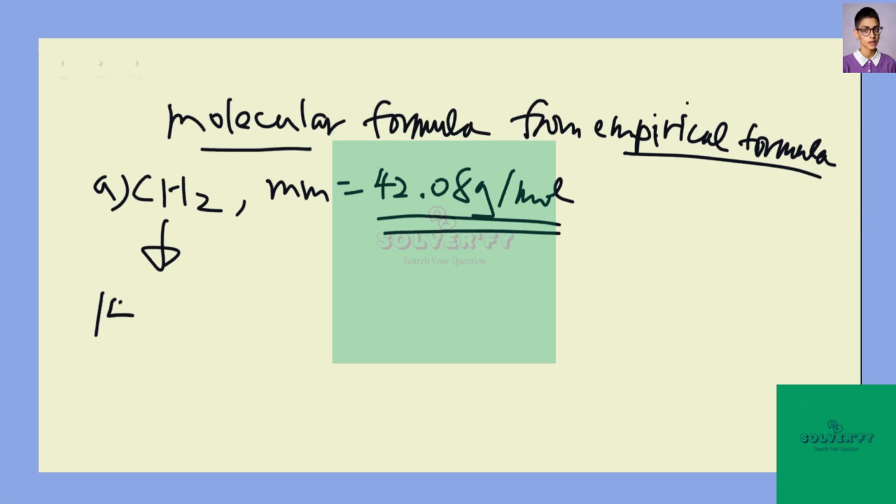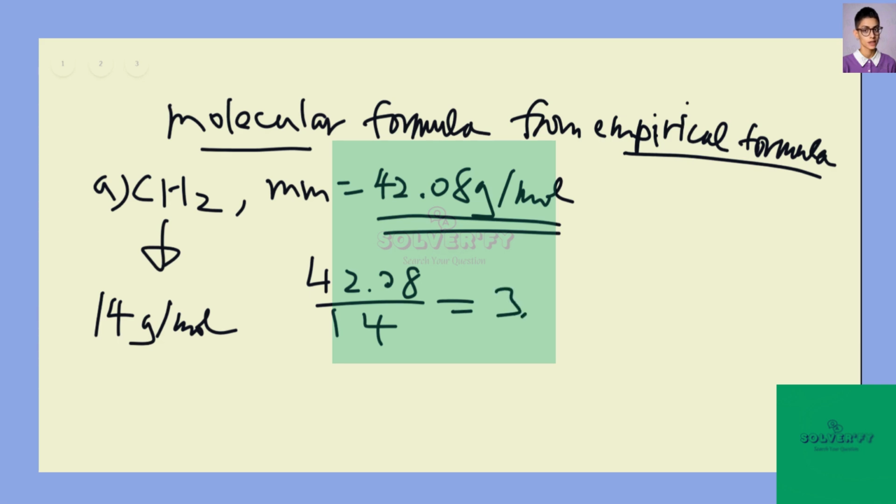From here, we can find the empirical molar mass will be roughly around 14. So here we have 12 plus 2. 12 corresponds to carbon, 2 corresponds to hydrogen. So what we're going to do is take our overall molar mass divided by the molar mass of the empirical formula. So 42.08 divided by 14, we'll roughly have 3.0. So we know that the multiple will be 3.0.